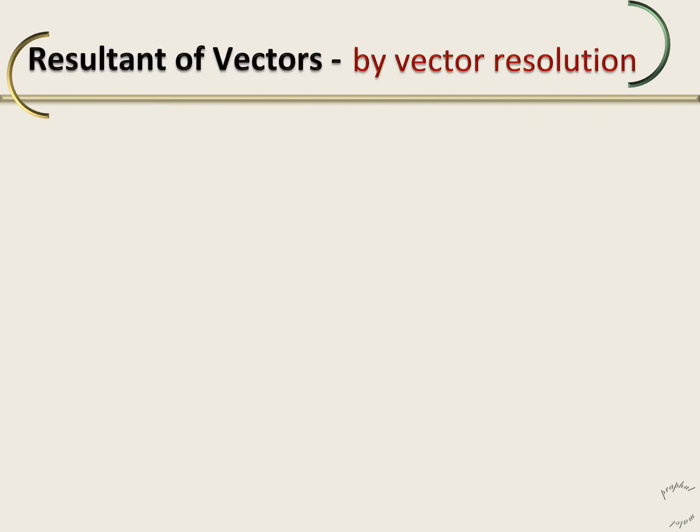Now let's see how the splitting or resolving of a vector will help us to find the resultant. If you consider this example, 3 Newton and 4 Newton are forces acting on a body at an angle of 40 degrees to each other. We can solve this case if you are given a graph paper or a grid, but we are not given a graph or grid. We are going to solve this using calculation or using the splitting of vectors.